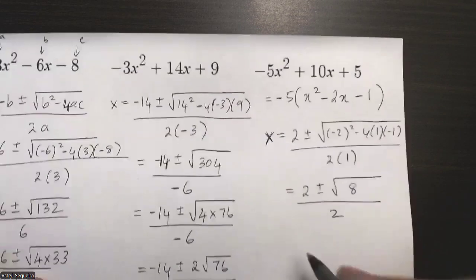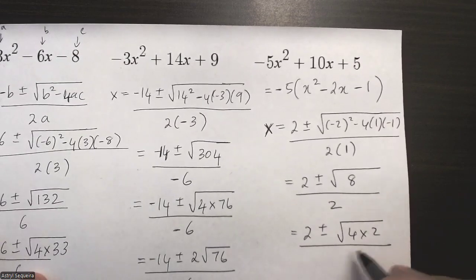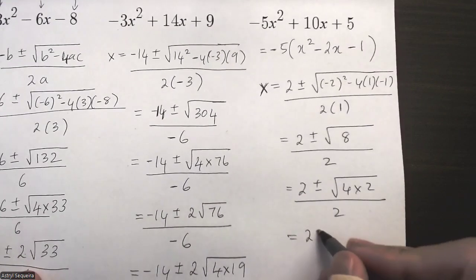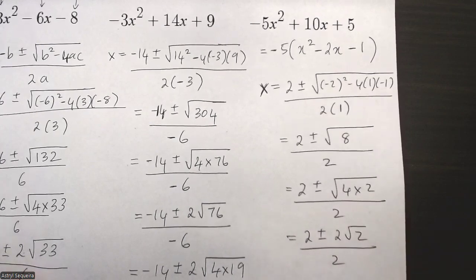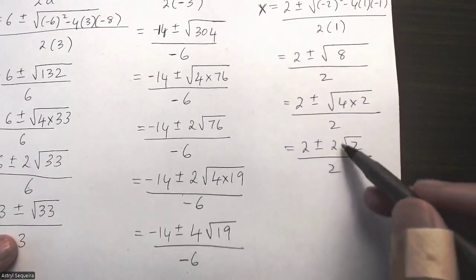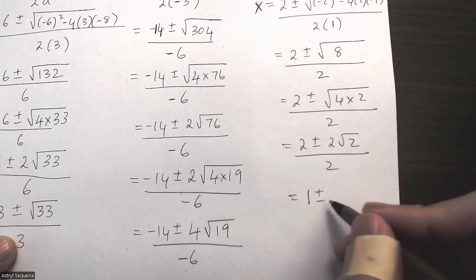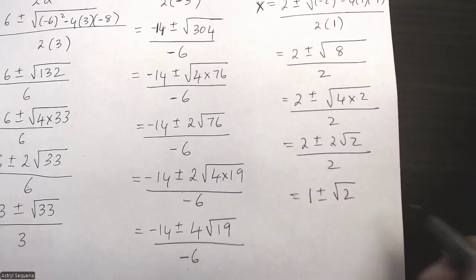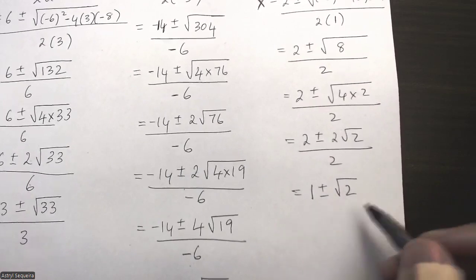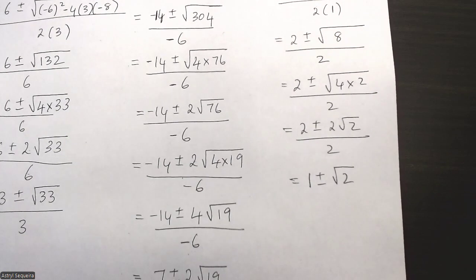I get 8. So now I can simplify the 8 to 4 times 2. The square root of 4 is 2. And now I can divide all these three numbers by 2. So that's just 1 plus or minus √2. I don't need to write the 1 there. And if I have a 1 on the bottom, I don't need to write a 1 on the bottom either. So the final solution for this one is just 1 plus or minus √2.